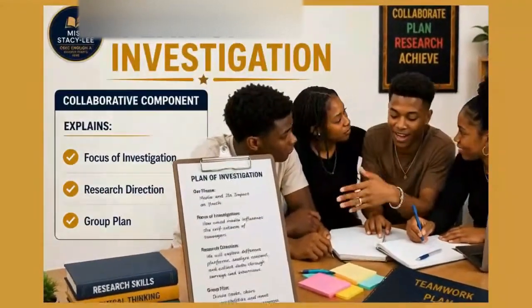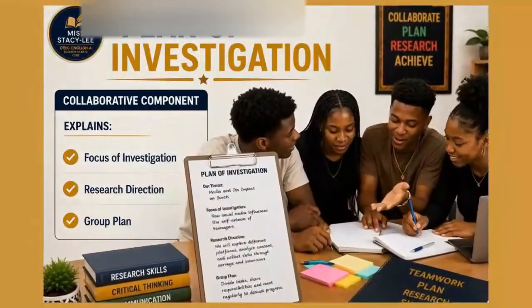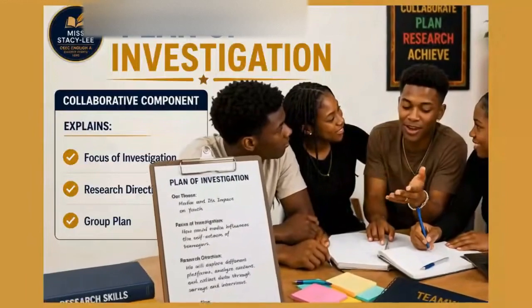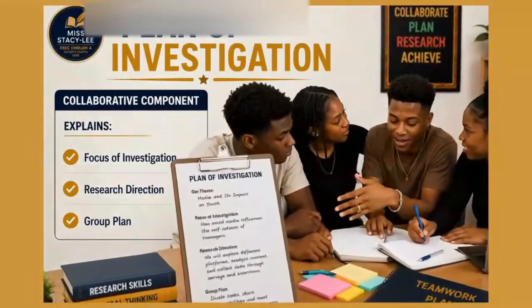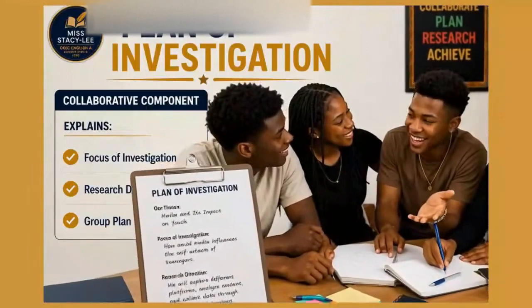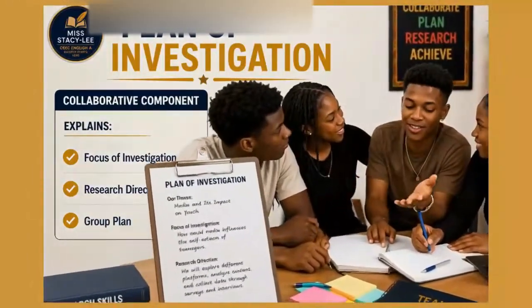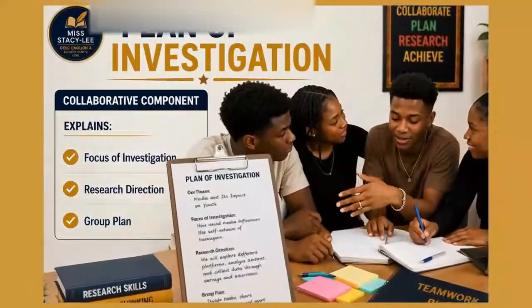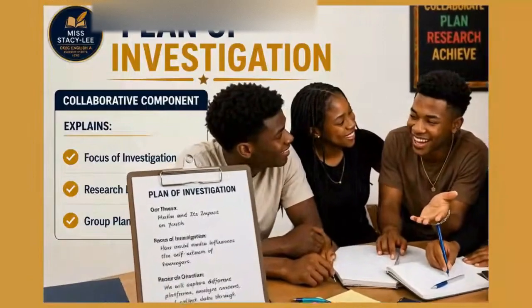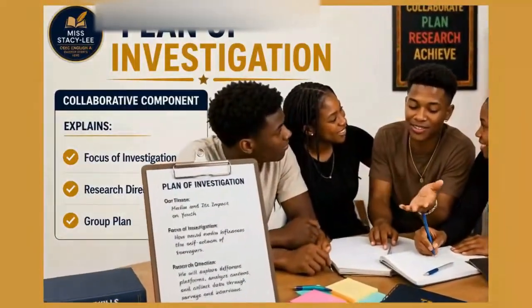The first component is called the Plan of Investigation, or POI. Think of it as the blueprint for the entire SBA. Before you begin researching, your group must decide exactly what you will be investigating and how you intend to investigate it. One important change under the revised syllabus is the official word limit.